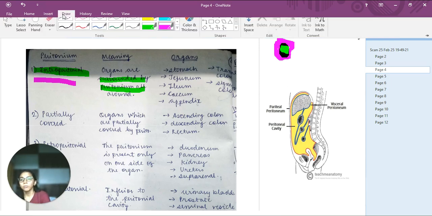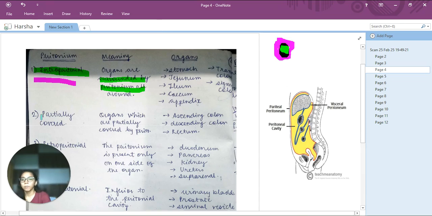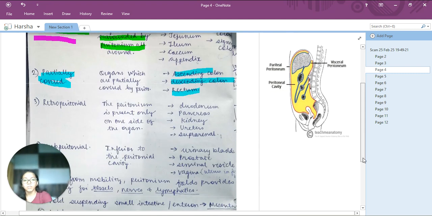Now, next is partially covered peritoneum. Partially covered peritoneum means organs which are partially covered by the peritoneum. The first examples of intraperitoneal organs are stomach, jejunum, ileum, cecum, appendix. These are organs which are entirely covered by the peritoneum. Secondly, there are partially covered organs, such as the ascending colon, descending colon, and rectum, which are partially covered by the peritoneum.